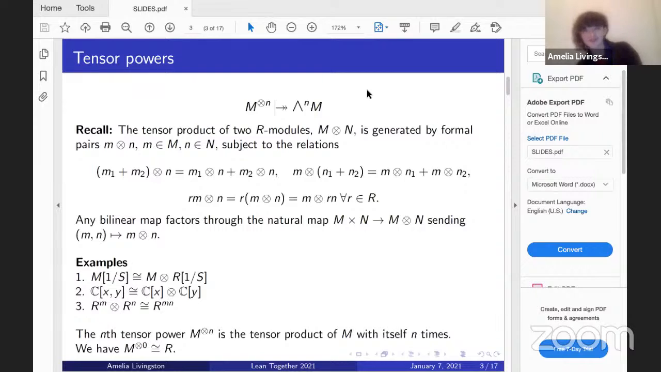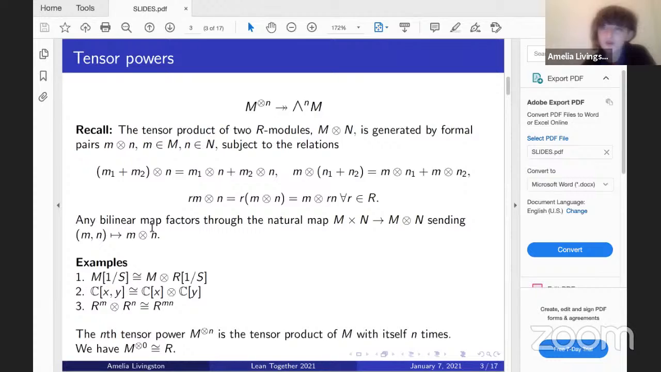Now, a tensor power is a kind of tensor product, and the tensor product is generated by ordered pairs of elements of M and N, modulo relations that guarantee that tensoring distributes over addition in both arguments, and that it commutes with scalar multiplication. And these relations turn out to be precisely the relations that give you the fact that if you've got any map out of M cross N that is linear in both arguments, then it's going to factor uniquely through the natural tensoring map. And that's the universal property of the tensor product.